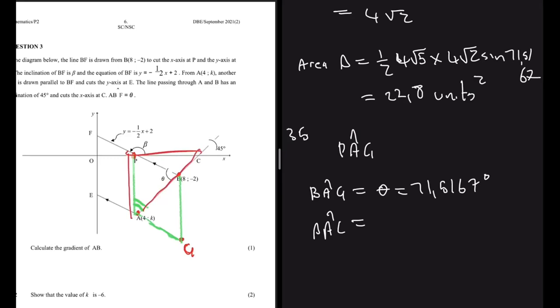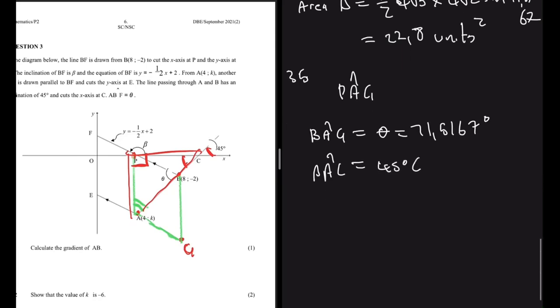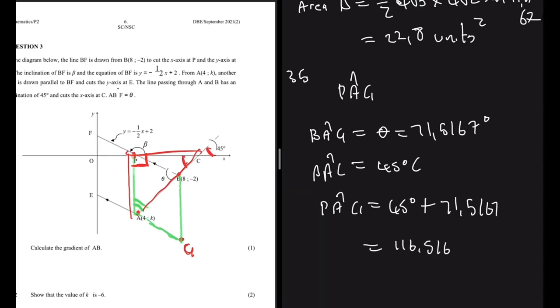In triangle PAC, angle CPA, this angle here, is 90 degrees, right? And we already know that this angle here is 45 because it's vertically opposite to this angle here that is 45. So we have 90 degrees, we have 45 degrees. We know that the angles should add up to 180. Then angle PAC should be equal to 45 degrees. And angle PAC is indeed 45 degrees. So now we can say that angle PAG is 45 degrees plus 71.5167, that will be equal to 116.5167.